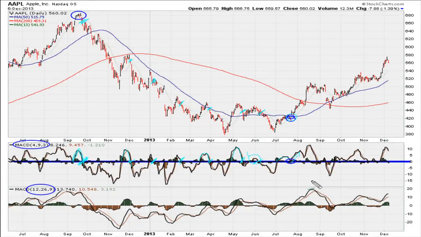And what's really interesting here, for the first time, you see that also this MACD, the main MACD setting here, moved above zero. So there was this support at the zero line for the first time in a long time. The previous signals were all sell signals here, sell signals here.